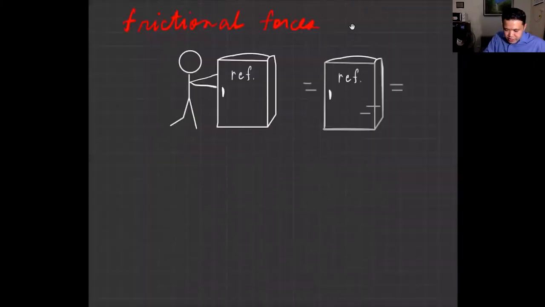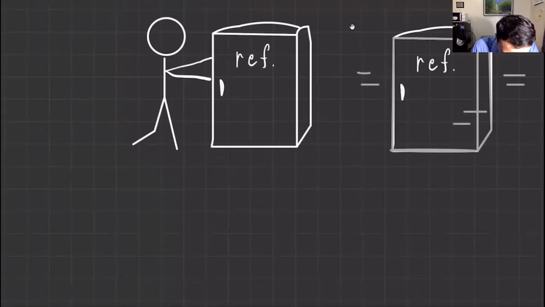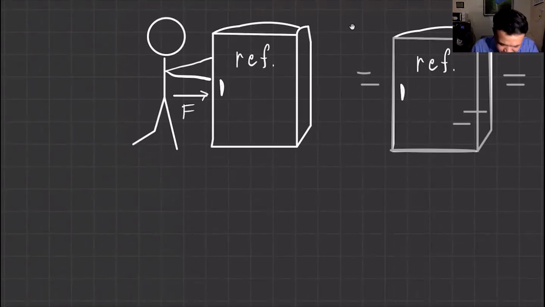So let's draw our diagram for the refrigerator. Okay, so this is your ref. Now you apply a force. Let's just draw it something like this. You apply a force like that. Let's call it F. And now the ref is still at rest. There's already an opposing force. We call that force static friction, Fs.